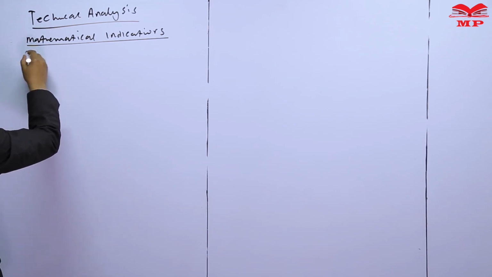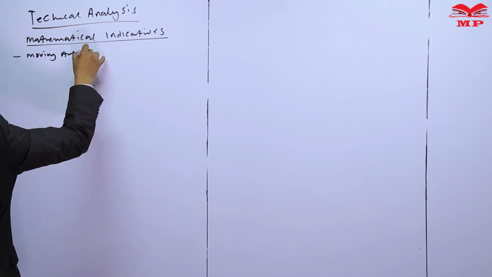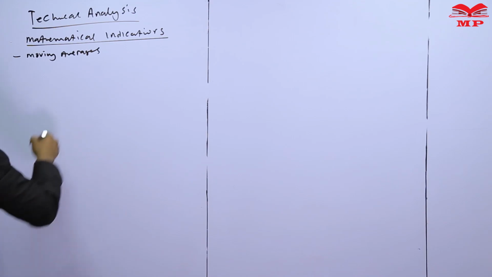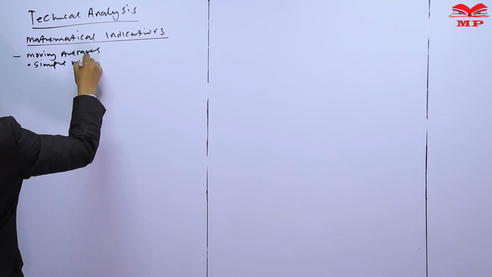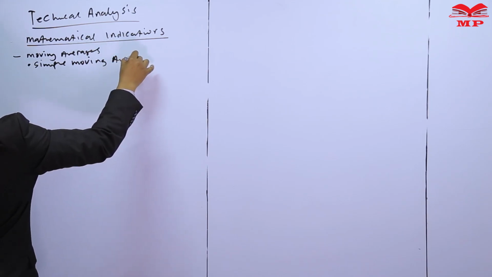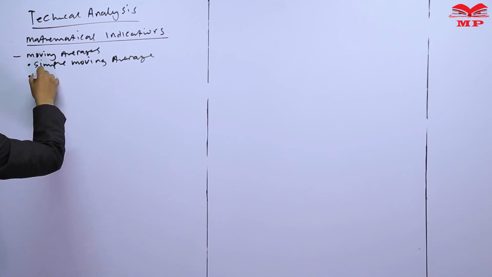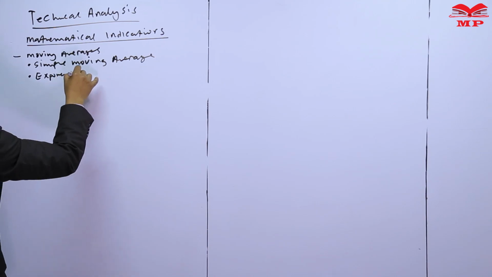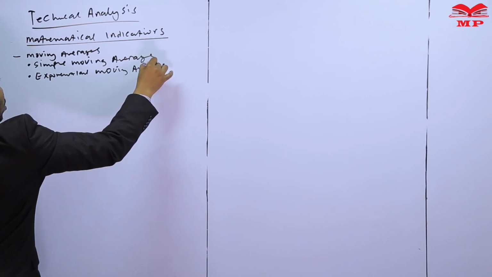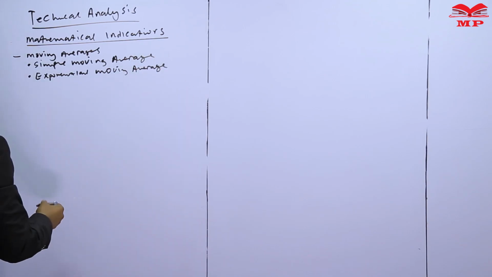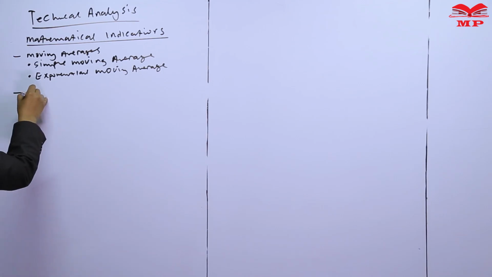Now, under mathematical indicators, we will specifically be looking at moving averages. That's the first kind of mathematical indicator. Specifically, we'll be looking at the simple moving average, and then we will move ahead and look at the exponential moving average. Once we've looked at those two moving averages, we will be able to look at the oscillators.